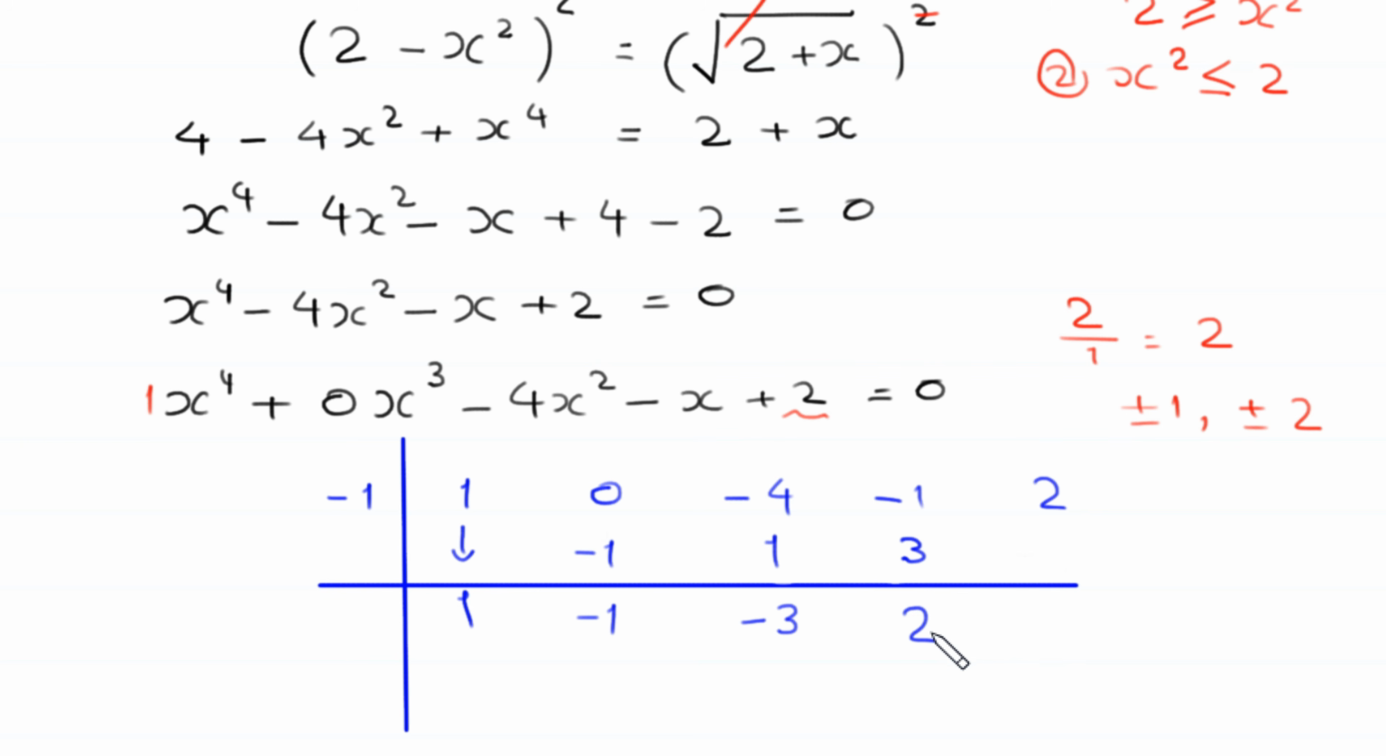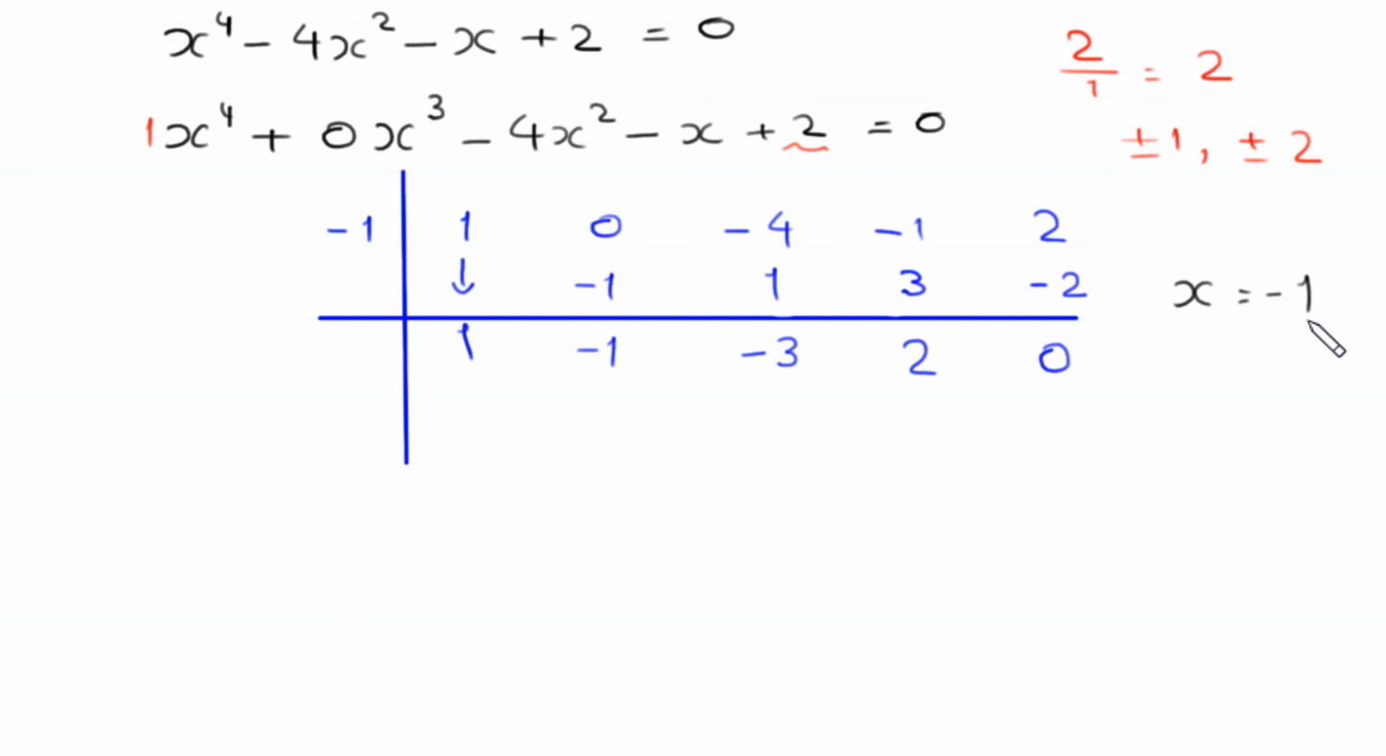We multiply this 2 by this negative 1. 2 times negative 1 is negative 2. And 2 plus negative 2 is 0. It means x equal to negative 1 is a solution. And if we move this negative 1 to the left side, we get the first factor x plus 1. And the second factor we write from here. This is equal to 0.